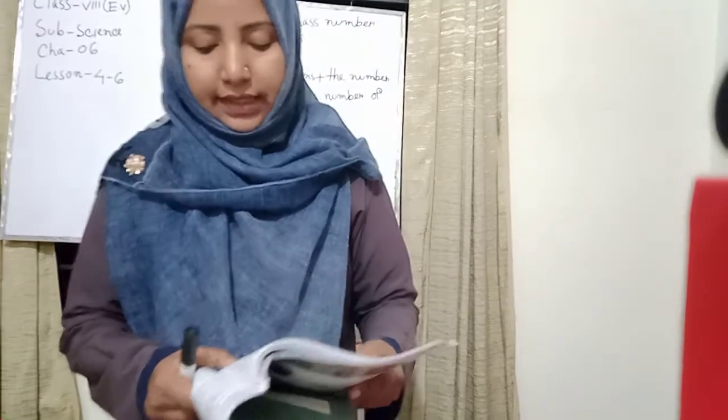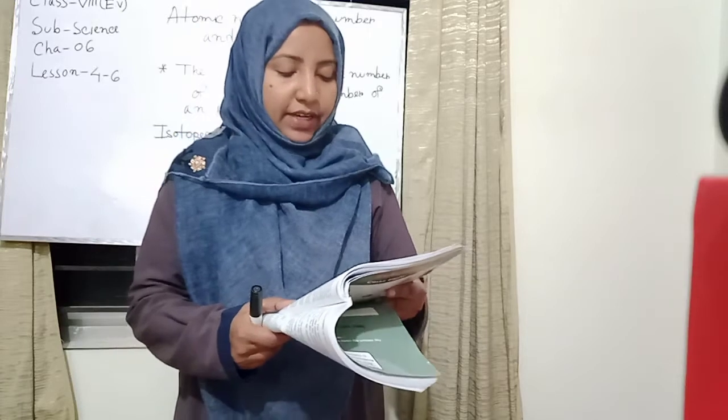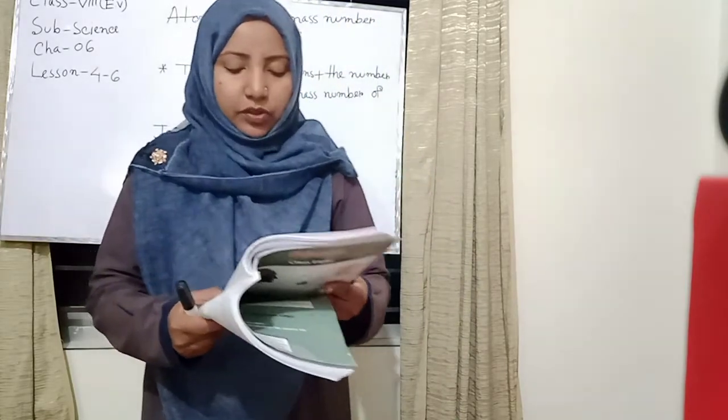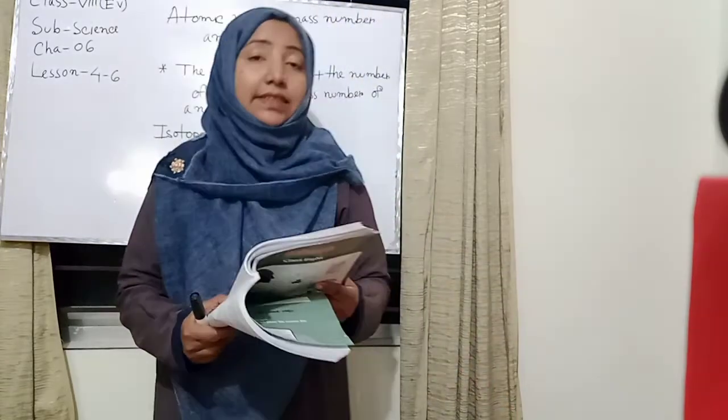The mass number of an atom of an element is expressed as the total number of protons and neutrons in the atom. Thus, the mass number of an element is equal to the number of protons in an atom of the element plus the number of neutrons in the atom. For example, there are 8 protons and 8 neutrons in the oxygen atom. Therefore, the mass number of oxygen is 16.